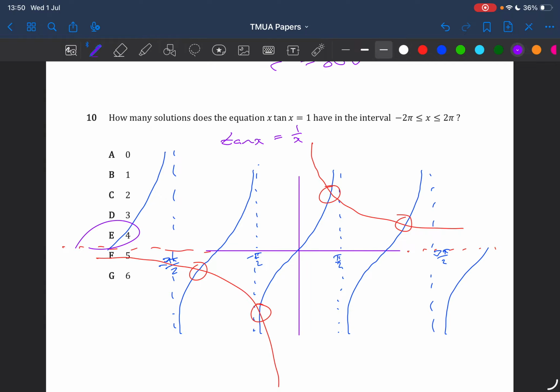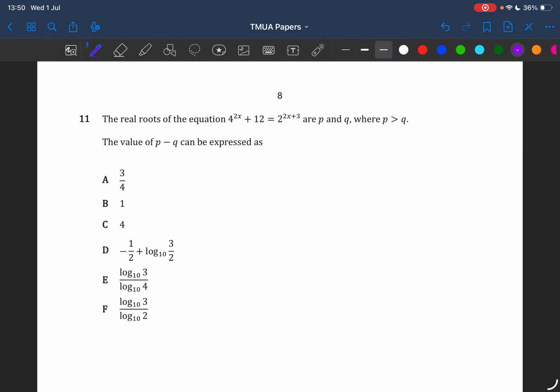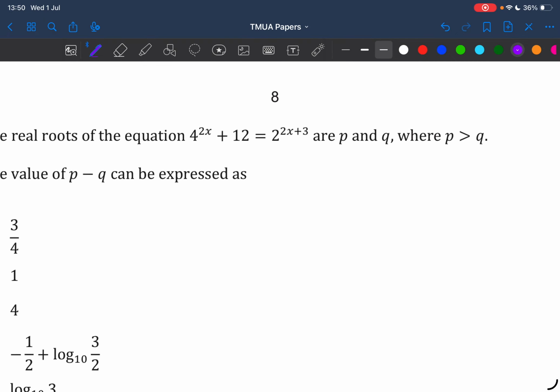...was e, which is 4. That's good. Let's keep going. The roots of this equation are p and q. P is bigger than q. Find the value of the difference. Okay, so this is just a quadratic in disguise, yeah?